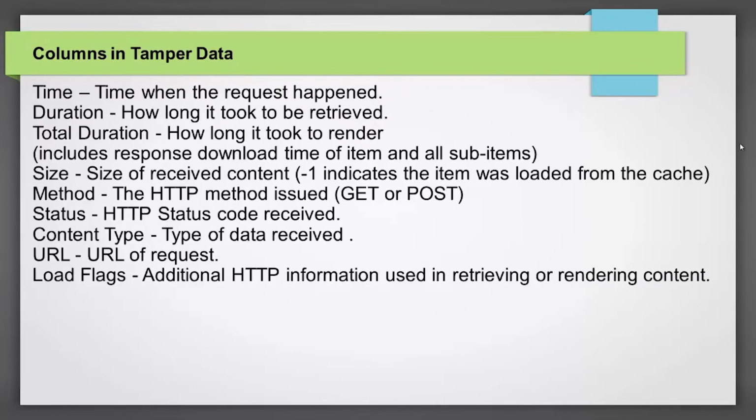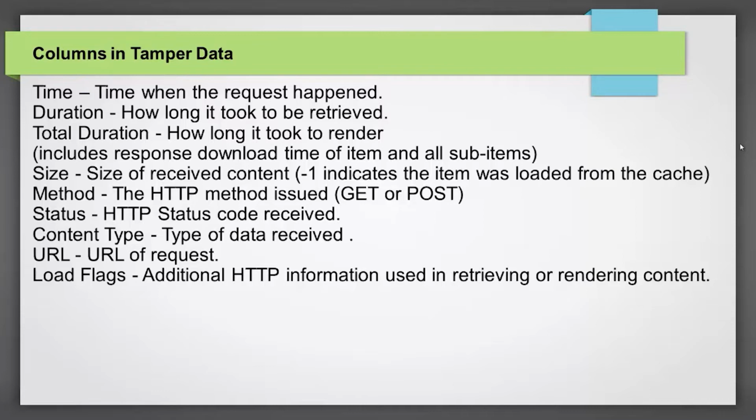There are various columns in Tamper Data, and these different columns mean the following things, listed here. The time column tells us the time when the request happened. The duration tells us how long it took to be retrieved. The total duration tells us how long it took to render, and it also includes the response download time of the item and all sub items. The size column tells us the size of the received content. The -1 here indicates the item was loaded from the cache.